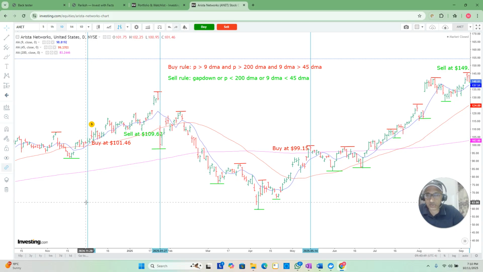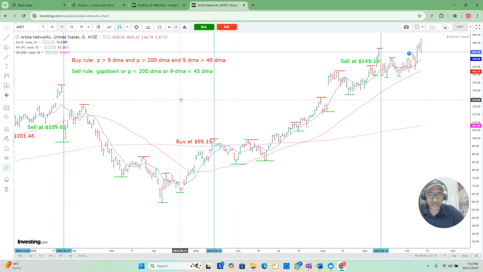Let's look at a second example. On the 14th of May 2025, there was a buy signal because the price went over the 9 and the 200. On the previous day, it was not a buy signal because the price was below the 200. And then the 9 DMA had been above the 45 DMA for the last several sessions. So I buy on 14th of May at 99.15.